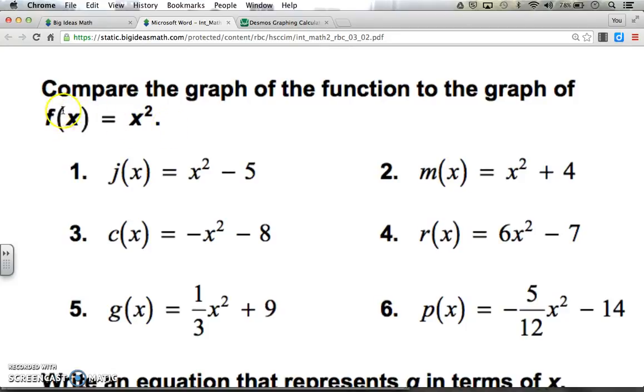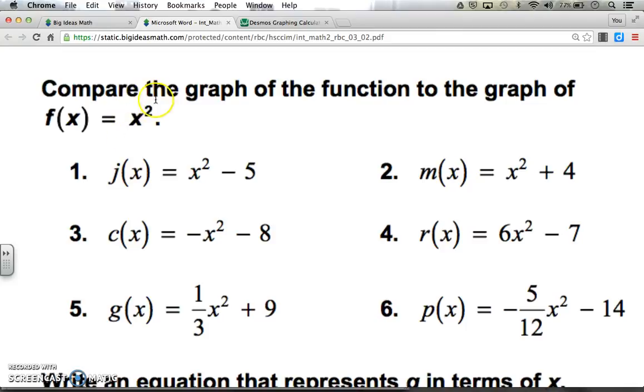Just a reminder, don't worry about the f of x notation: f of x, j of x, c of x, g of x. They're just names. Instead of calling everything y equals, they're giving them names like Frank, Joe, Charlie, and Jeff, or George, I guess, with a G. So all these are just y equals x squared.